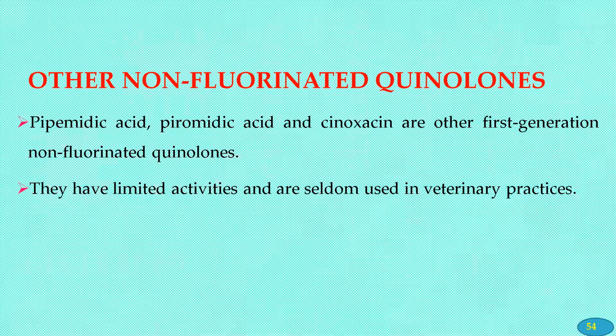These are all first generation, like nalidixic acid, and the other drugs, especially piromidic acid and cinoxacin. These are all first generation non-fluorinated because fluorine is not present in the structure of these agents, hence they are called first generation agents. They have limited activities, and nowadays, because of the arrival of newer drugs, they are very less commonly used in veterinary practice.